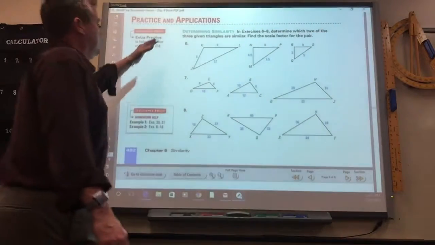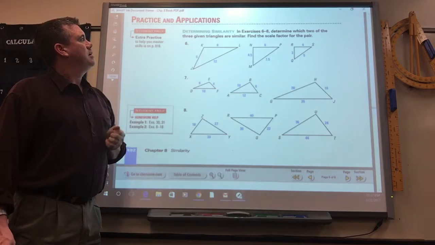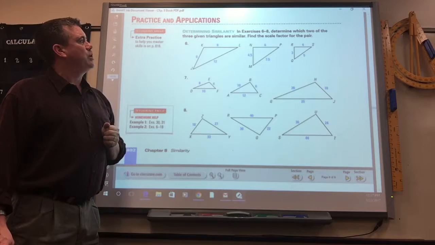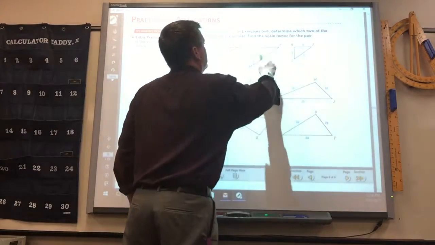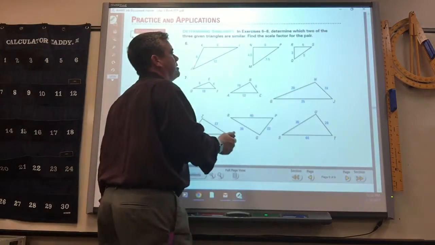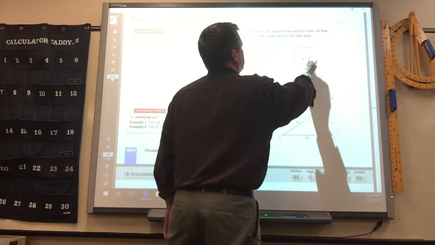So these three are just like the examples I did. Two of these are similar. You got to find which two. So it looks like it's these two. So if we checked, this is the longest side, this is the longest side.